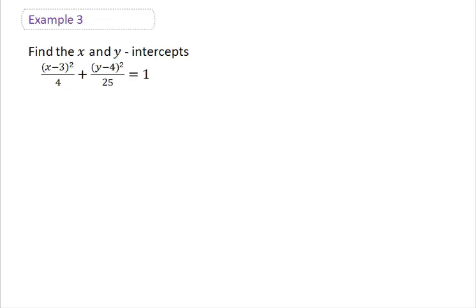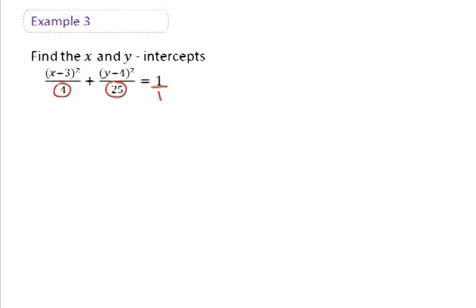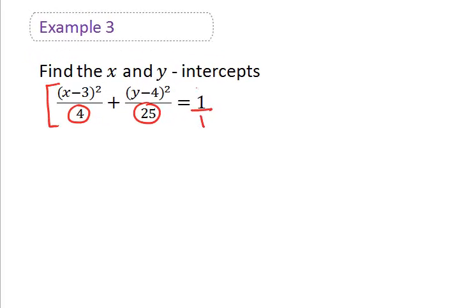Before I look at either one of these individually, the first thing that I'm going to do is get rid of my fraction format. And I'm going to do that by doing my magic trick. I need to find my LCD between my denominators, so my least common denominator between 4, 25, and 1 is going to be 100. So I'm going to multiply both sides of my equation by 100, or by 100 over 1.